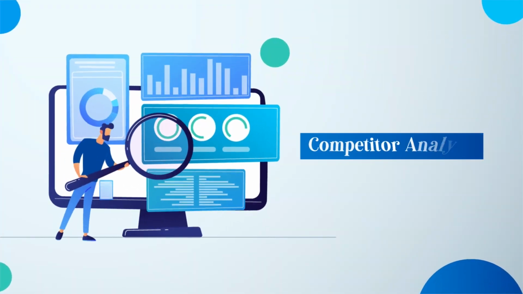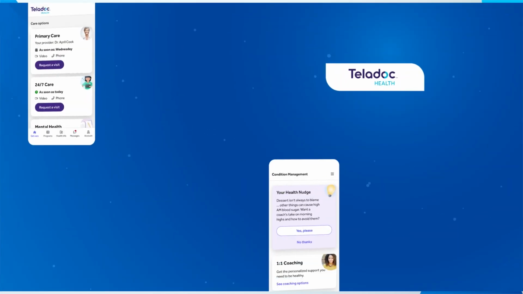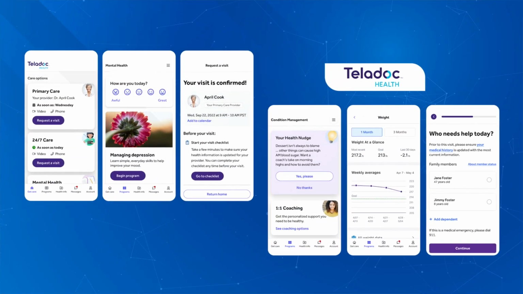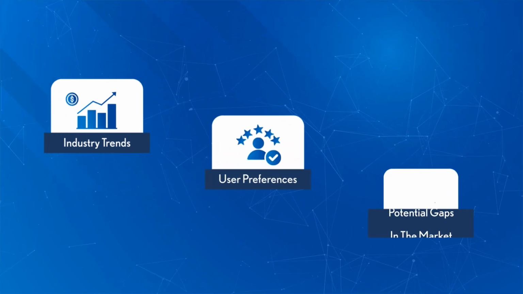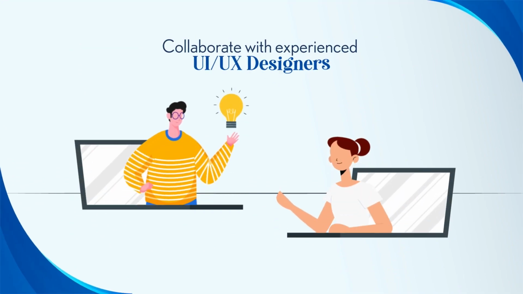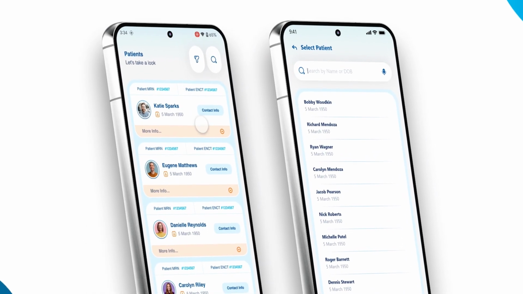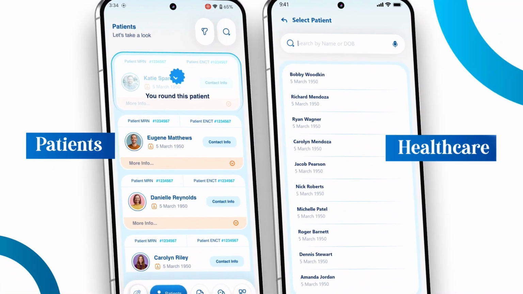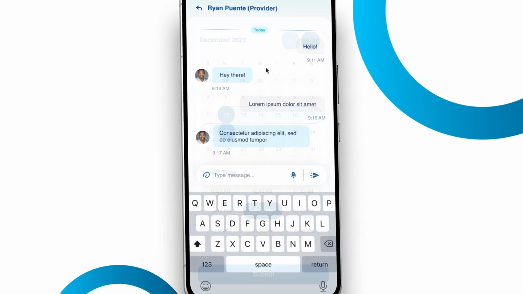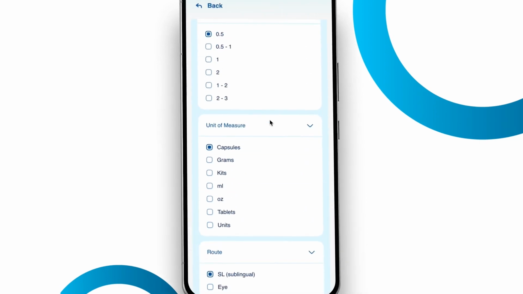A thorough competitor analysis, examining successful platforms like Teladoc and others, can provide valuable insights into industry trends, user preferences, and potential gaps in the market. Collaborate with experienced UI and UX designers to create a visually appealing and intuitive design that caters to both patients and healthcare providers. Consider factors such as ease of appointment scheduling, online chat, and secure data transmission.